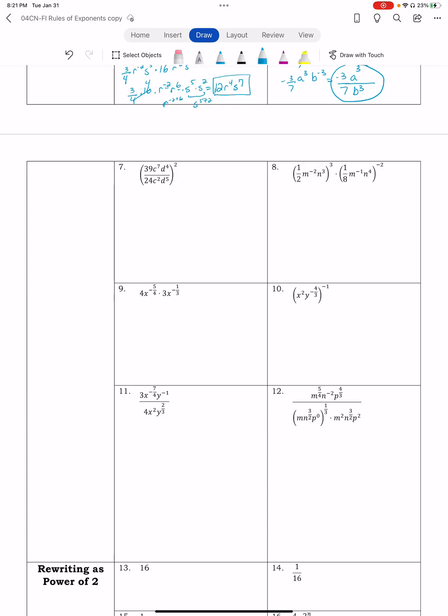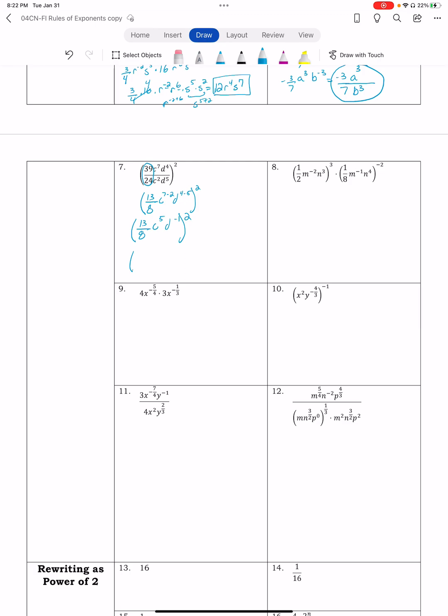First off, I look and see what I can simplify on the inside. So 39 over 24, I know 3 goes into both of those. So that's going to be 13 over 8. It's going to be c to the 7 minus 2, d to the 4 minus 5, to the second power. You don't have to do this in this many steps. 13 over 8, c to the 5th, d to the negative 1st, to the second power.